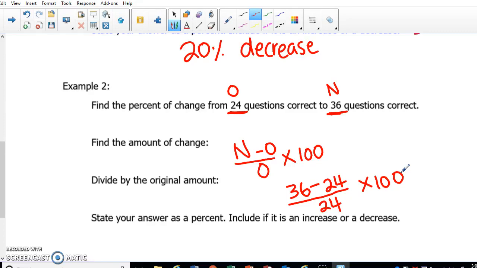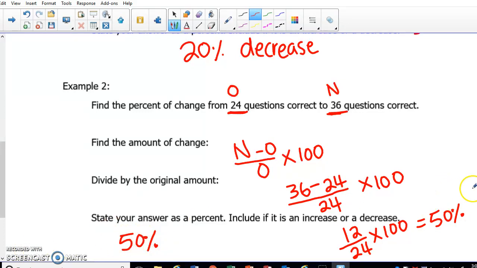So what's 36 minus 24? 36 minus 24 is 12. Divide by 24 times 100. I want everyone to grab a calculator and put this in your calculator: 12 divided by 24 times 100, which is, very good, 50. So it's going to be 50%.